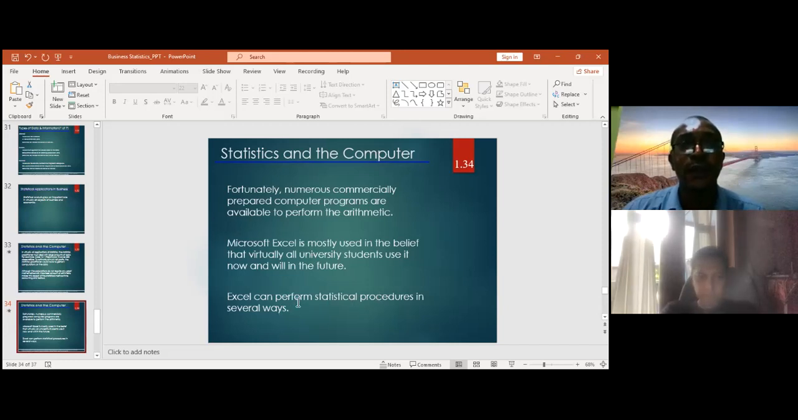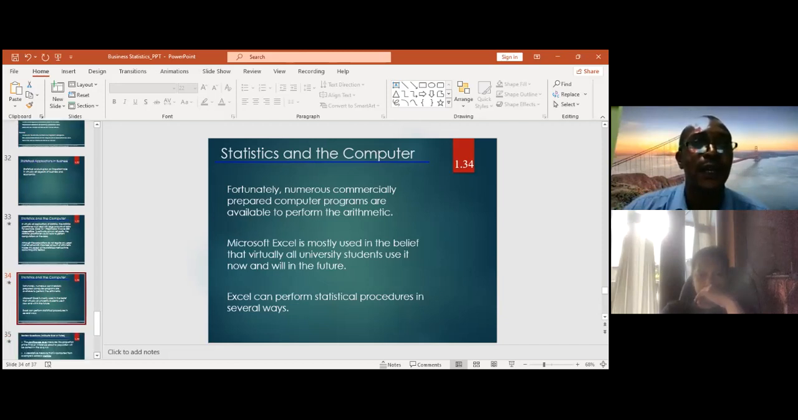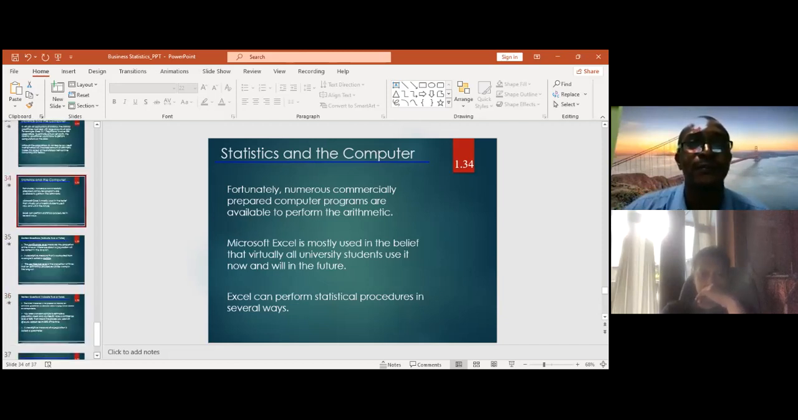So Excel can perform statistical procedures in several ways. All you need to do is simple practice, and practice, and practice.